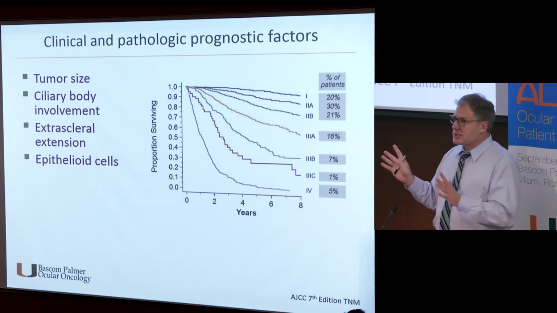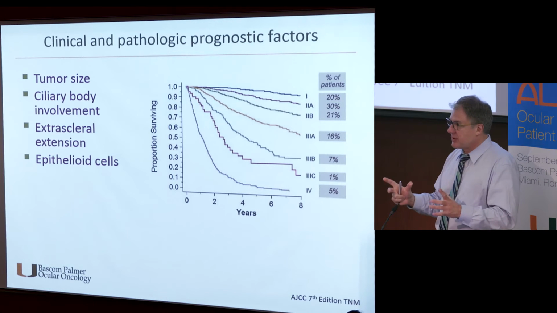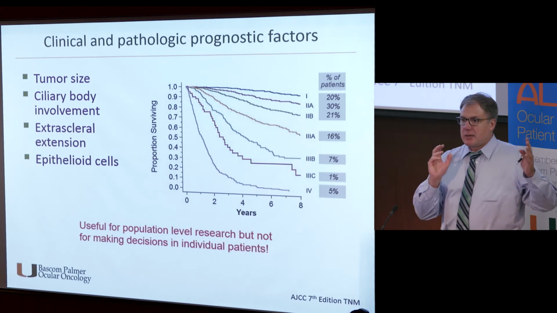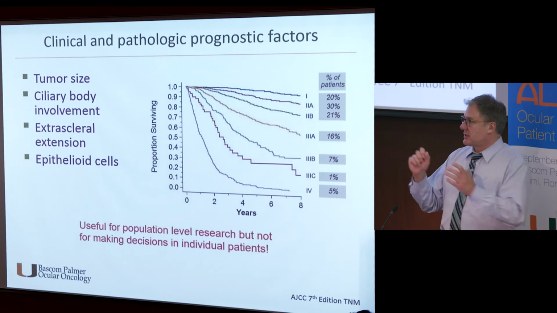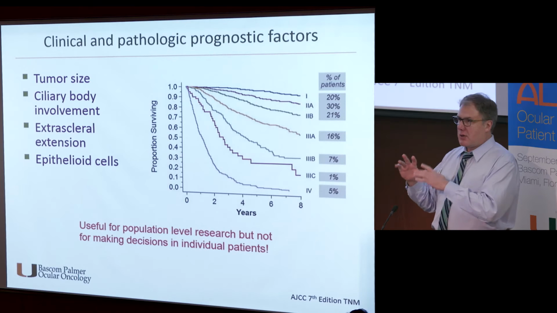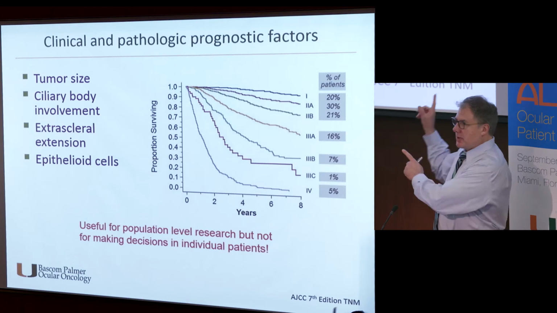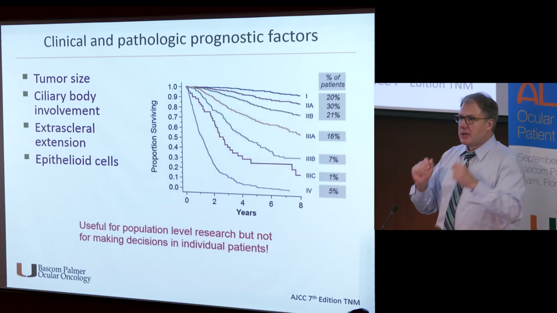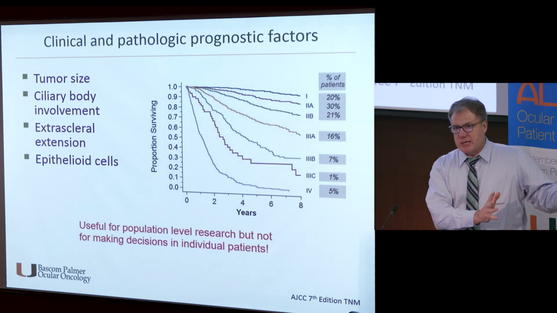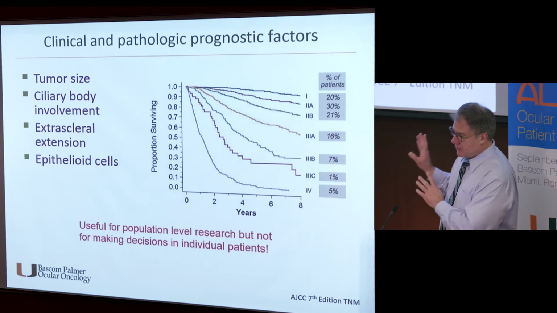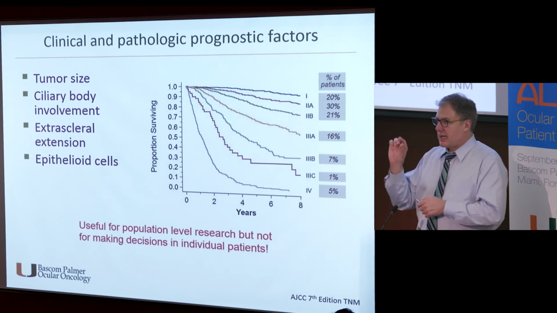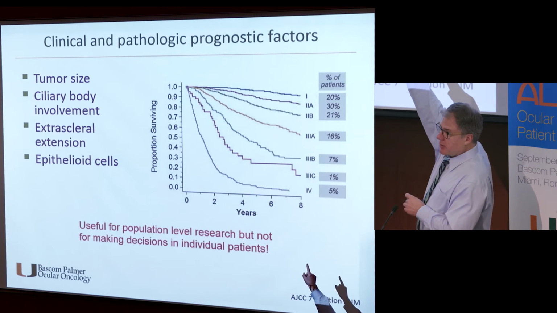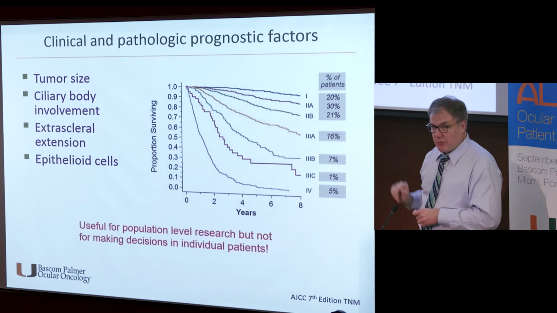That's the problem. This is great for putting patients into different groups for population research. If you want to study 1,000 patients from Europe and 1,000 patients from the United States that all got a certain treatment, you want to be able to break them up like this. Say, yeah, we were comparing 3As from Europe to 3As from the United States. That's what this information is useful for. It's not good for taking an individual patient and saying, here's where you are on the graph, we're going to do this. It's just not that helpful.